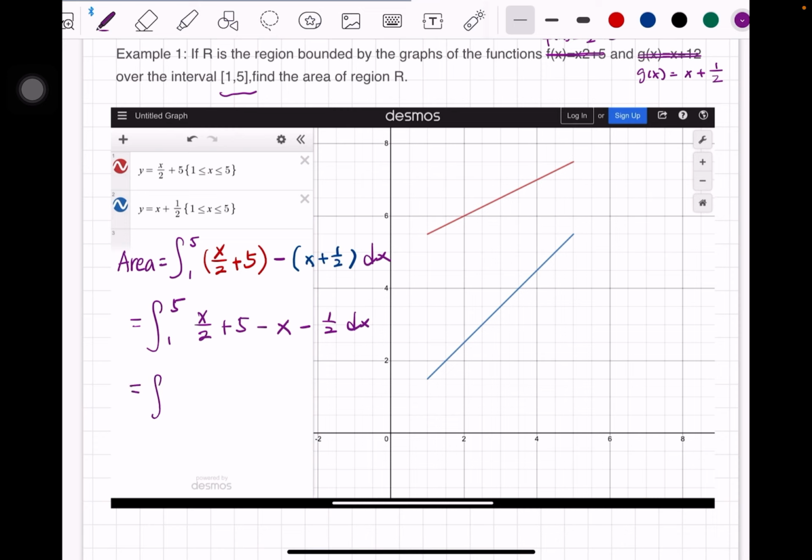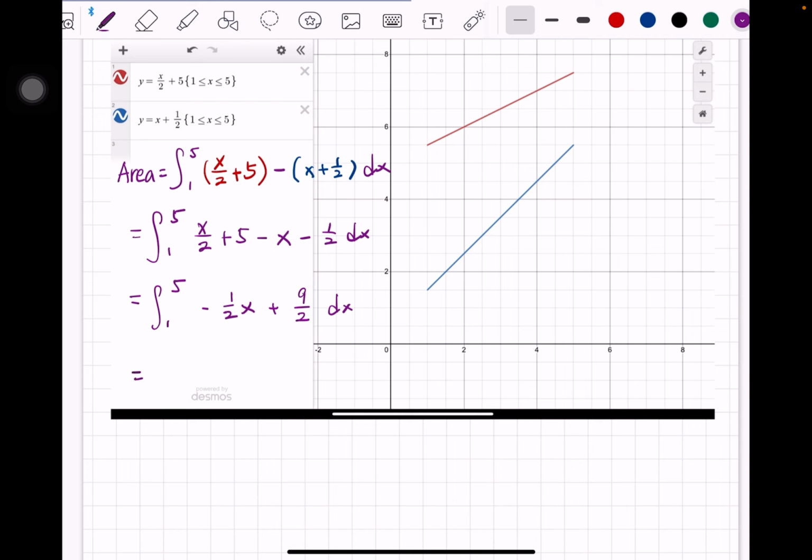So the integral from 1 to 5 of x over 2 plus 5 minus x minus 1/2 dx. Simplify: x over 2 minus x is negative 1/2 x, and 5 minus 1/2 is 10 over 2 minus 1 over 2, which is 9 over 2. Using the power rule, x to the first power becomes 1/2 x squared, and the constant 9 over 2 becomes 9 over 2 x. Then we evaluate it from x equals 1 to 5.